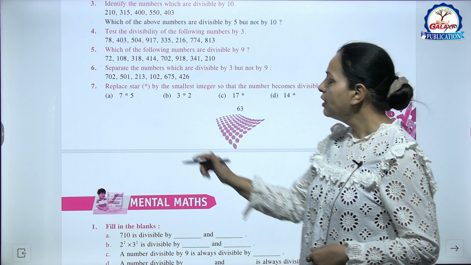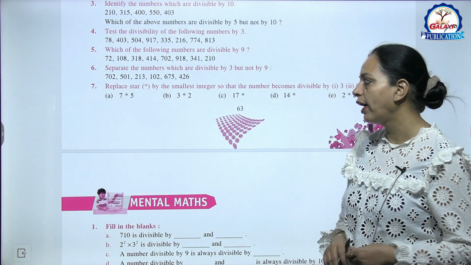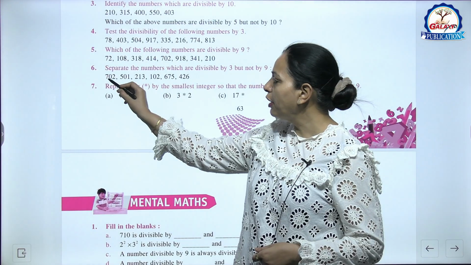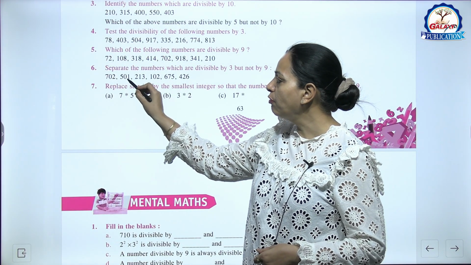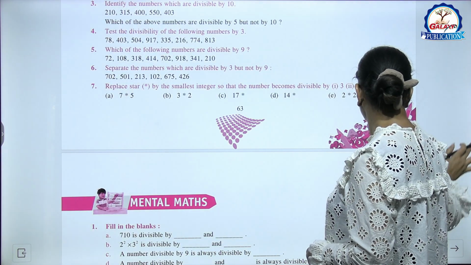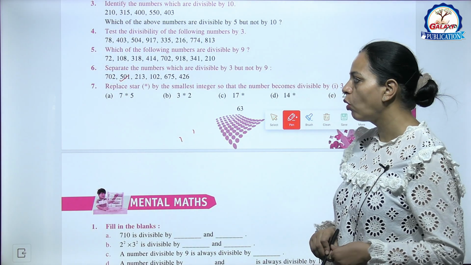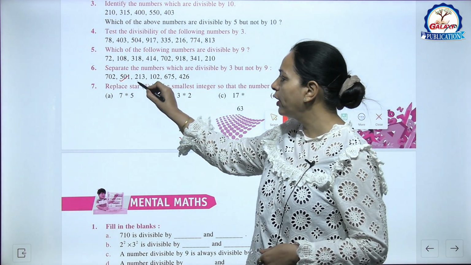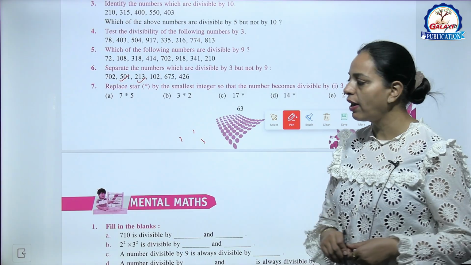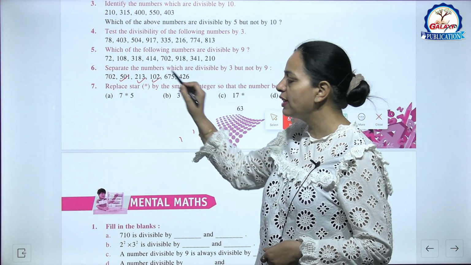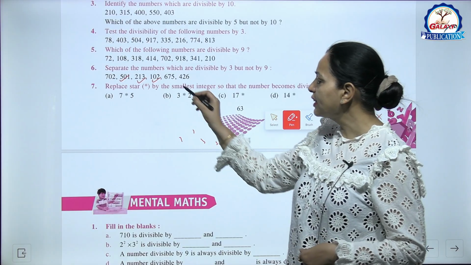The sixth one, separate the numbers which are divisible by 3 but not by 9. So see here, 702, 7 plus 0 plus 2, 9, ये दोनों से divisible है. 5 plus 0 plus 1, this is 6. So this is divisible by 3 but not by 9. ऐसे 213, sum is 6, divisible by 3 but not by 9. 102, sum is 3, divisible by 3 but not by 9.